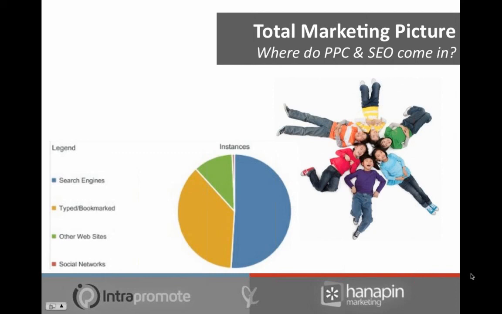Okay, so as we combine and get these two evil twins back on the same page here, where do PPC and SEO come into the whole picture? Now, this is an Omniture graph. Again, looking at search, that's a little bit more than 50%. The direct is huge. It's over a third. The other websites, you have about 12% there, and then your social networks. Where do PPC and SEO come in?